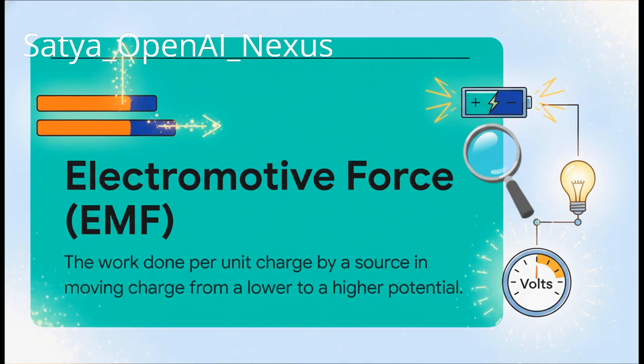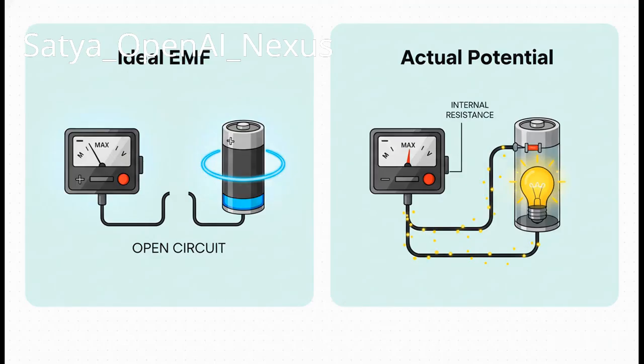It's the voltage you'd measure if you just put a voltmeter on its terminals when it's not connected to anything, what we call an open circuit. And this slide highlights a really crucial difference between the ideal world and the real world. Ideally, a 1.5-volt battery would always give you exactly 1.5 volts.